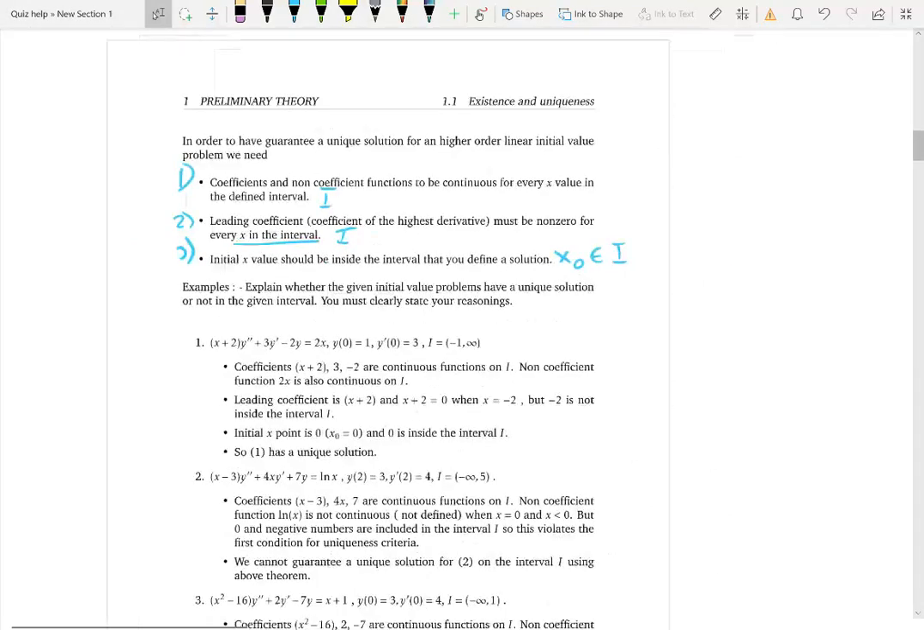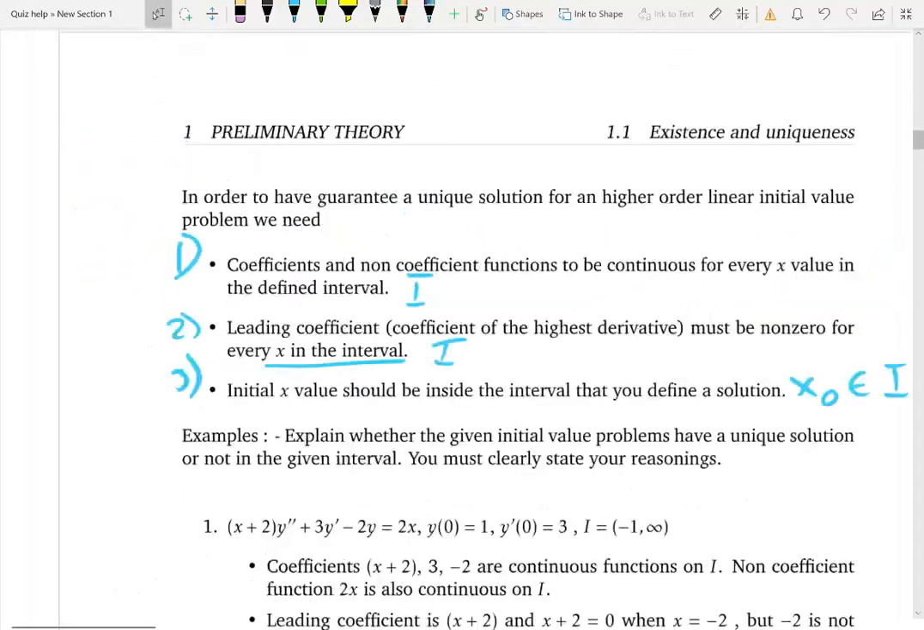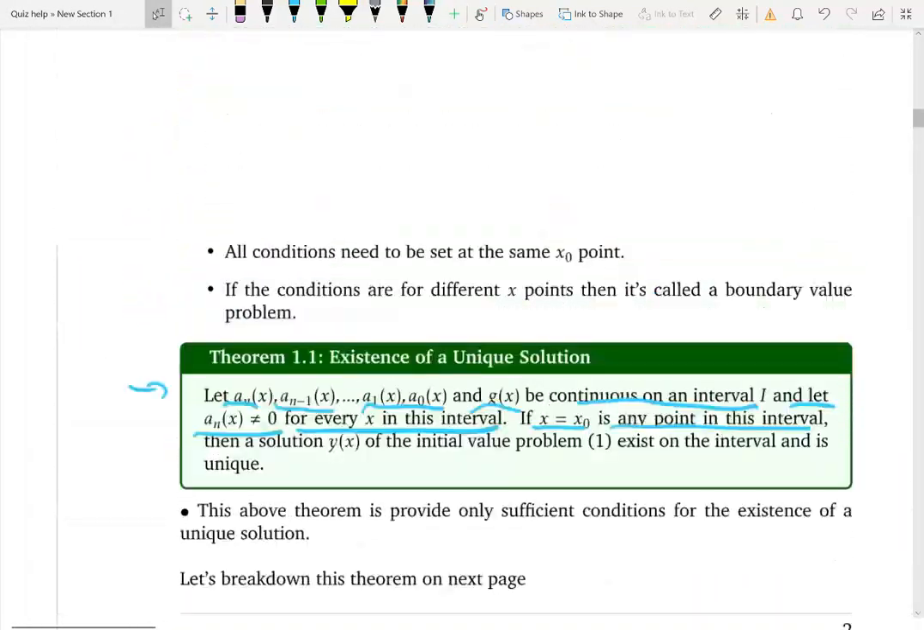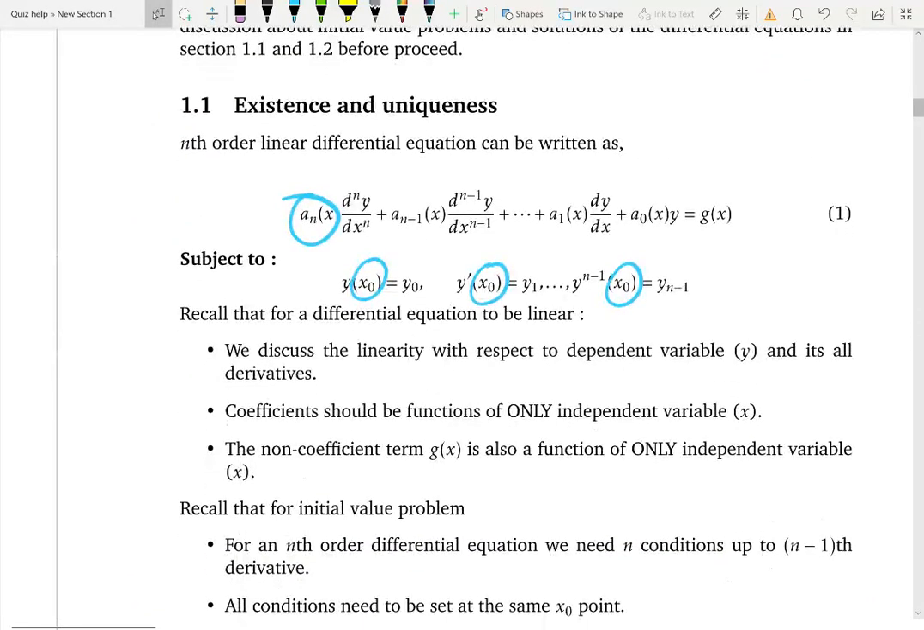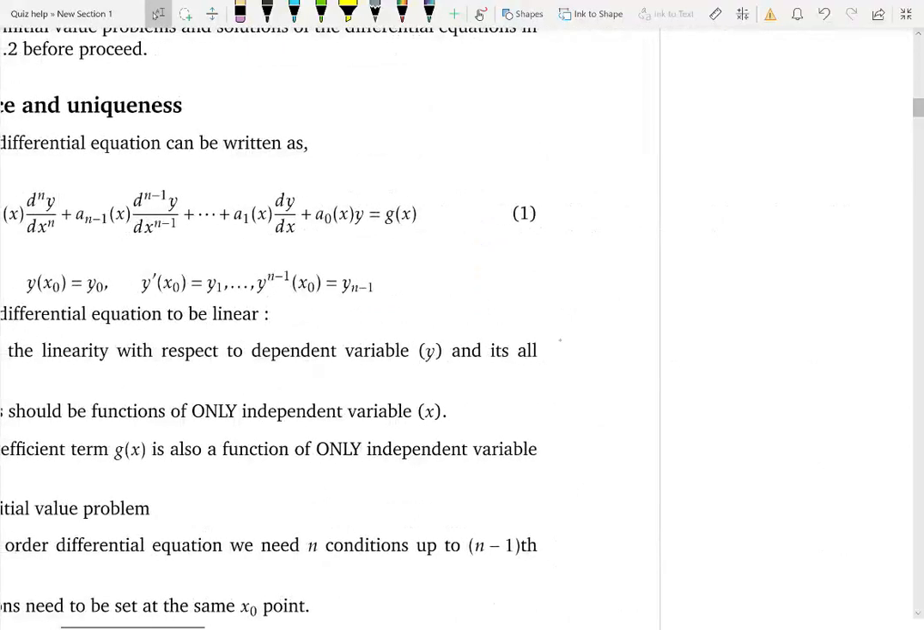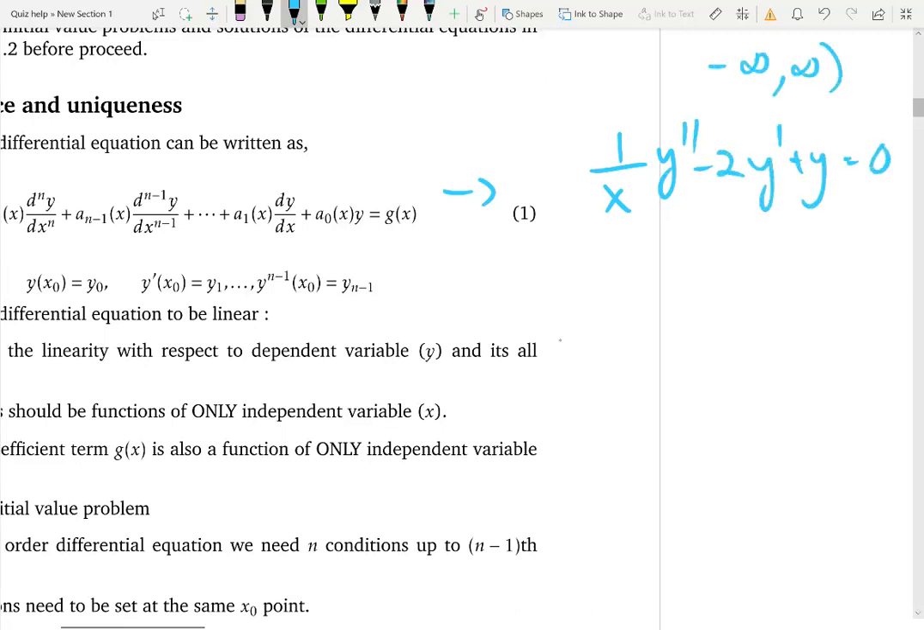So let's try to understand why we need this theorem. The first condition is that these coefficients should be continuous inside the interval. Let's look at an example. Let's construct one: 1 over x y double prime minus 2y prime plus y is equal to 0 on the interval negative infinity to infinity. Now the first condition: what are the coefficients? One coefficient is 1 over x, another is negative 2, the other is 1, and the right hand side isolated function is 0.